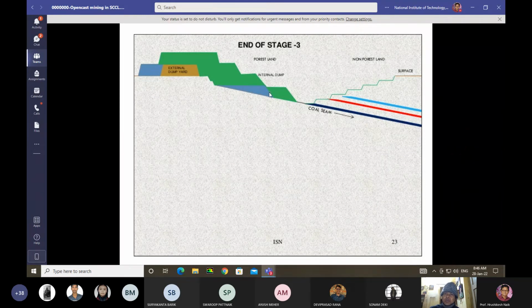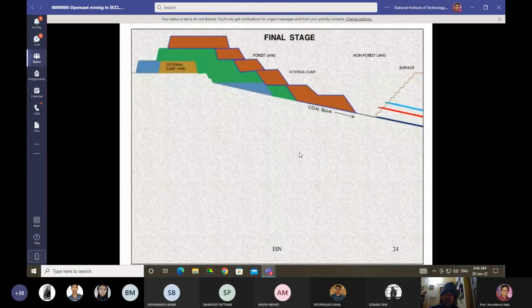Below this, the blue color is your rocks, and above that you are spreading the soil so that this soil can be used for plantation in future. And on the right side, you are proceeding downwards to get the minerals, coal. Then this is the final stage.